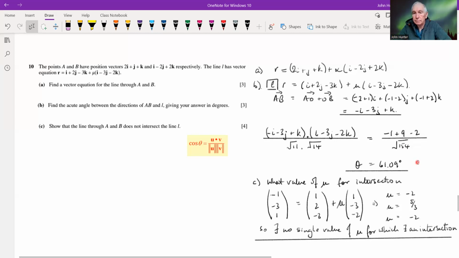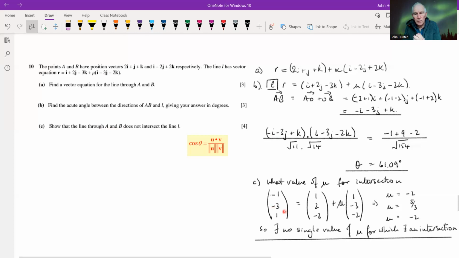I'm not explaining the theory behind it in great detail, just a little bit of a reminder, if you like. And if you find that that is something you've not really covered, then you need to go to the videos on vector lines, and also the angle between lines as well. Okay, part C says show that the line through A and B does not intersect the line L.